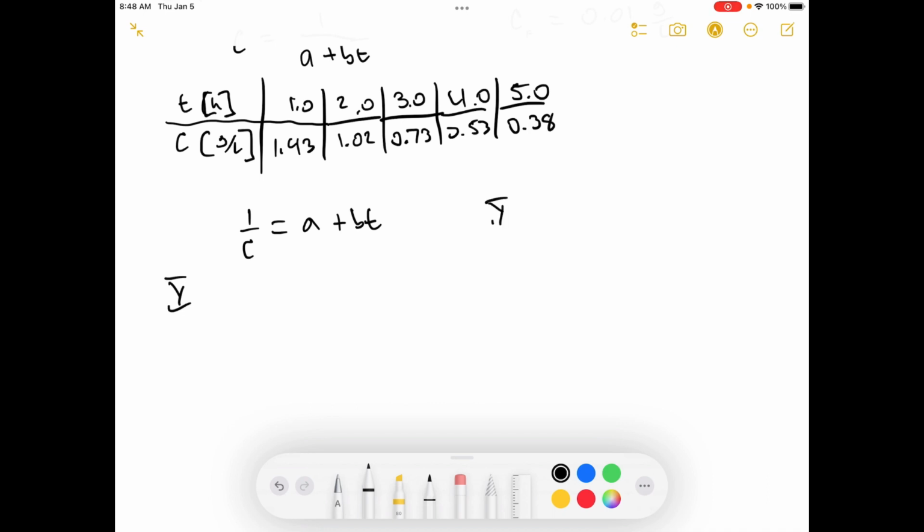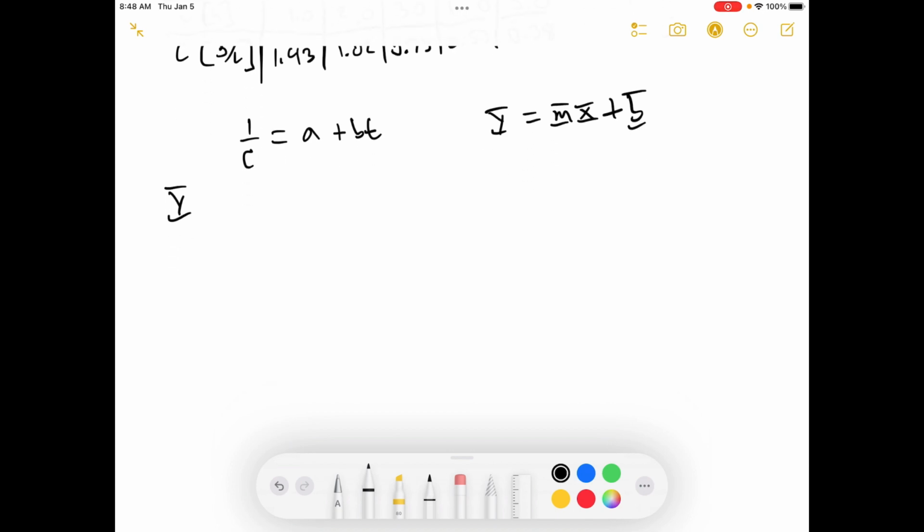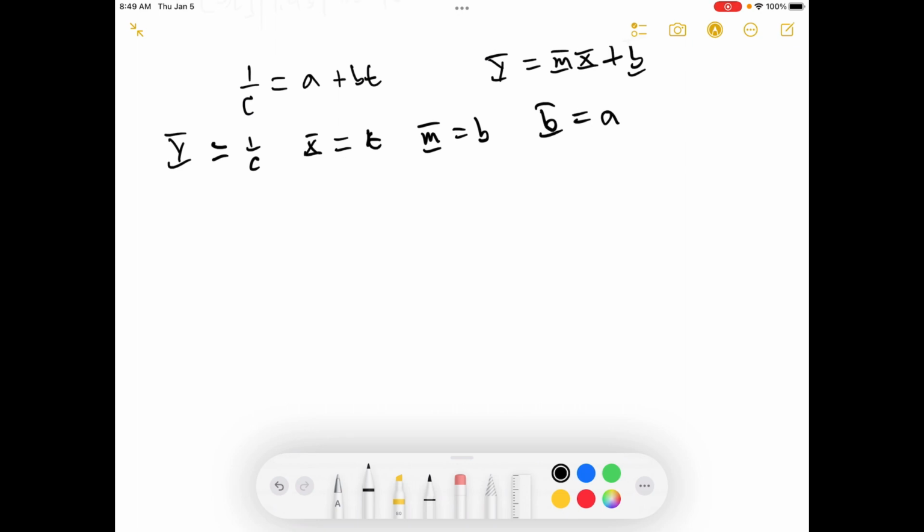So if we have our formula, y equals mx plus b, then I would say that y equals 1 over C, x equals t, m equals B, and b equals A. Yeah, that's it for part A. This would allow us to determine what those parameters are.